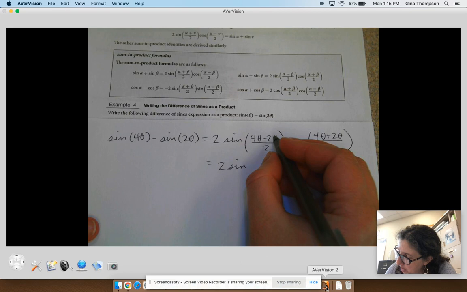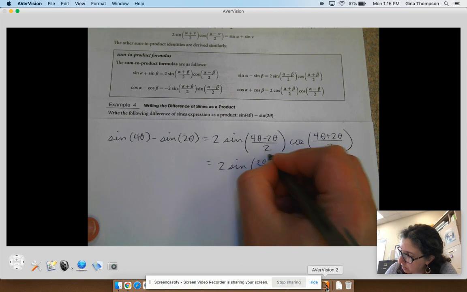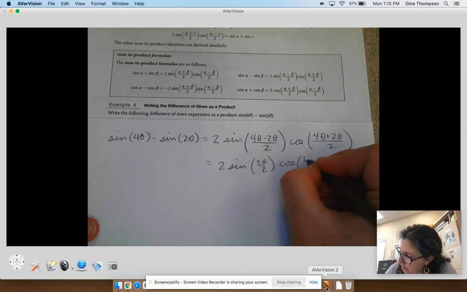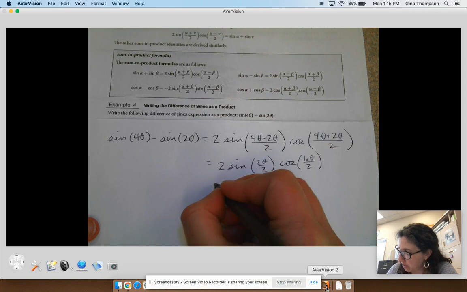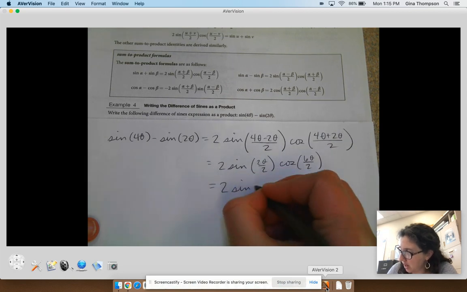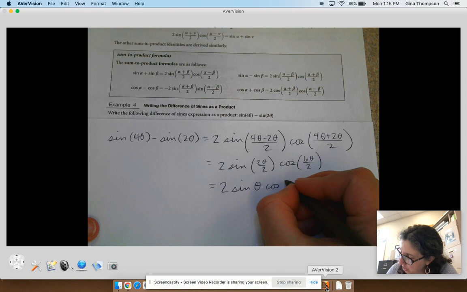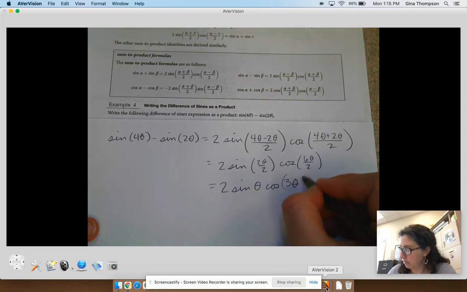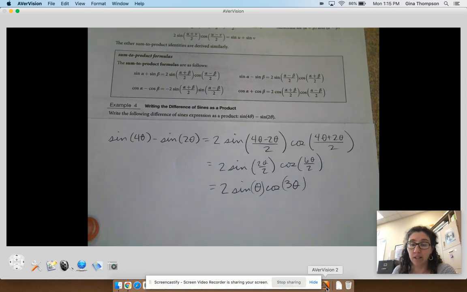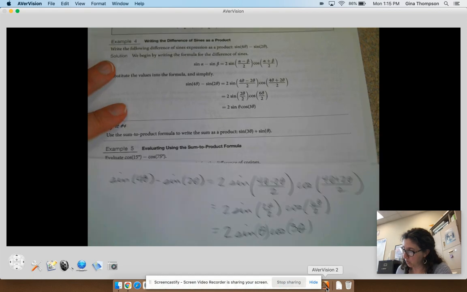All right, so this is going to be 2 theta over 2. And this is going to be 6 theta over 2. So we can simplify that as 2 sine theta cosine 3 theta. That's it. We've gone from a difference to a product. Okay. What about this one?